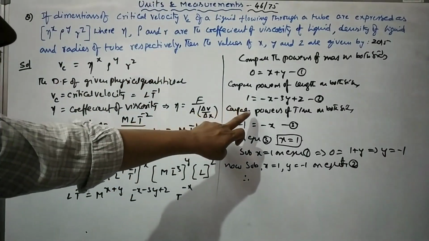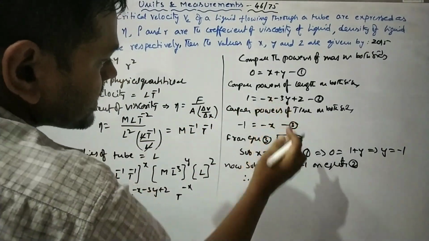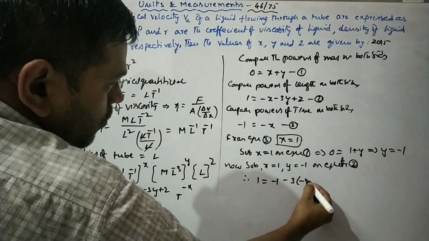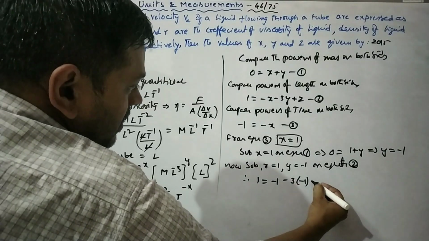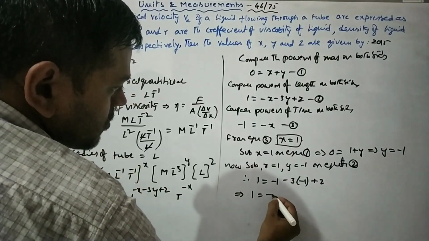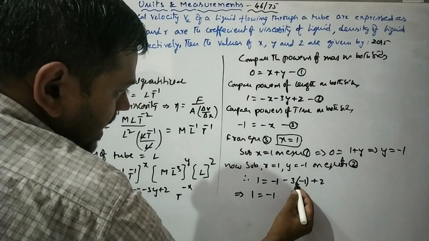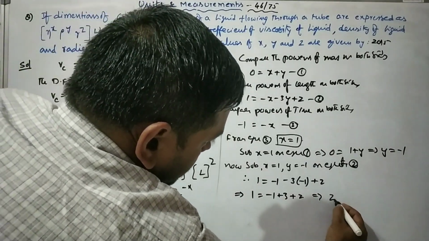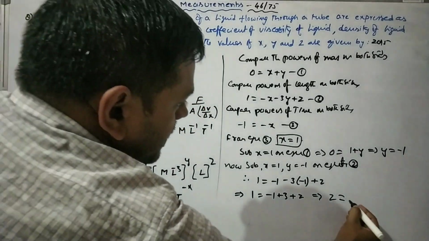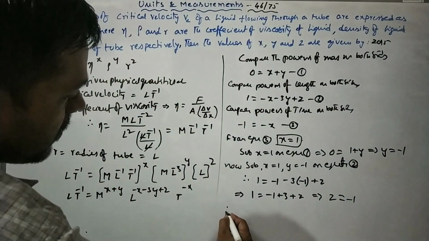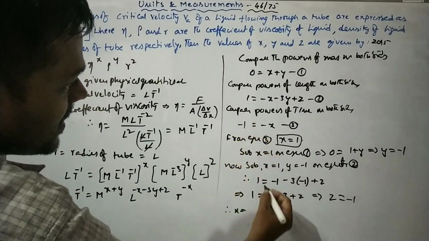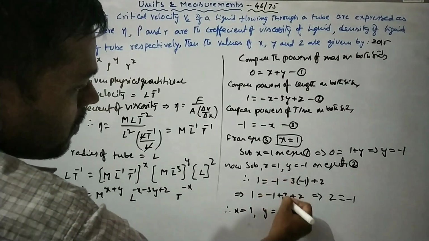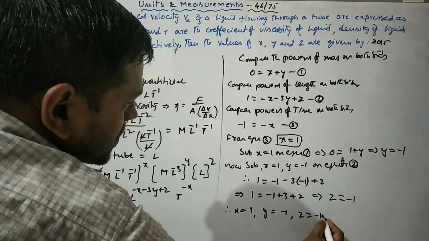Now substitute x equal to 1 and y equal to minus 1 in equation 2. Therefore, from equation 2, 1 is equal to minus x, that means minus 1, minus 3 into y, that is minus 3 into minus 1, plus z. That implies 1 is equal to minus 1 plus 3 plus z. That implies z is equal to minus 1. Therefore x is equal to 1, y is equal to minus 1, z is equal to minus 1.